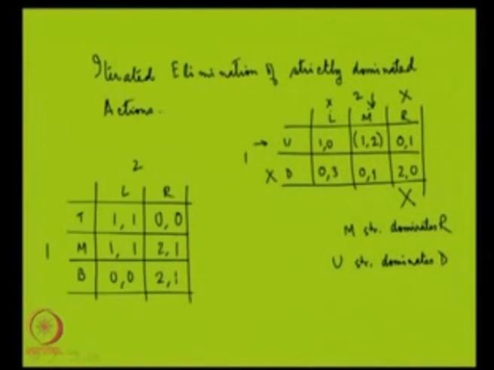So this is a game where player 1 has three actions and player 2 has 2 actions. Now let us compare between T and M. If we take only these 2 actions, T and M, then it is obvious that T is weakly dominated by M. So T is not going to be played, right? T is weakly dominated. And if T is not going to be played, then I am left with only M.